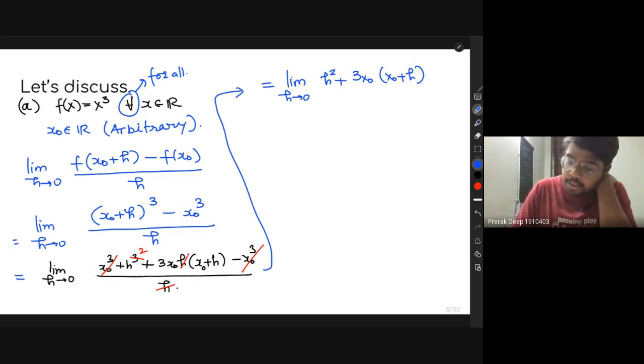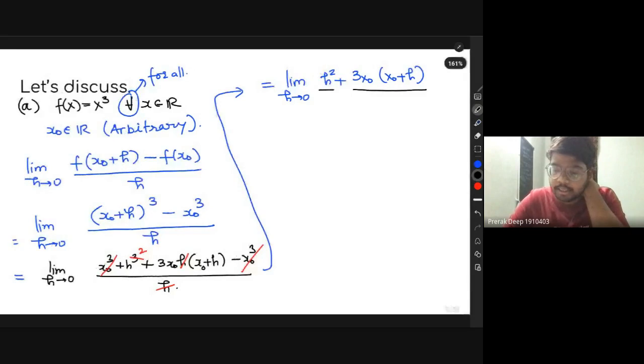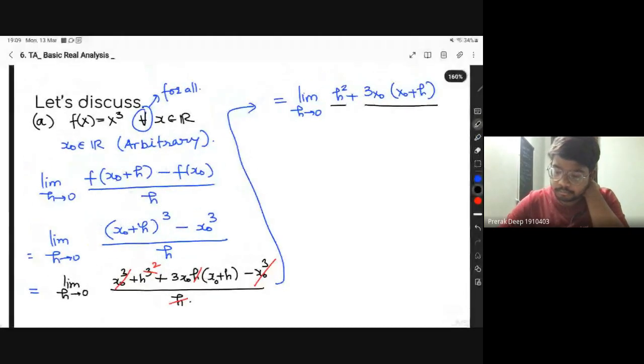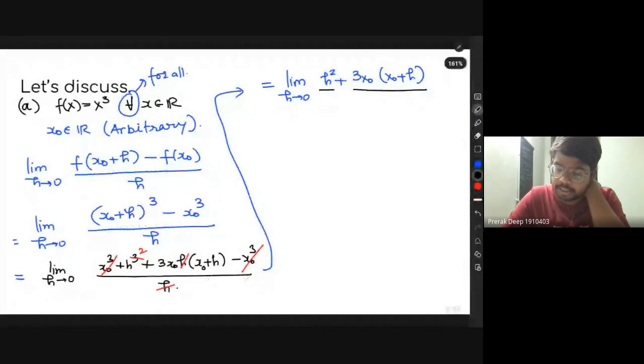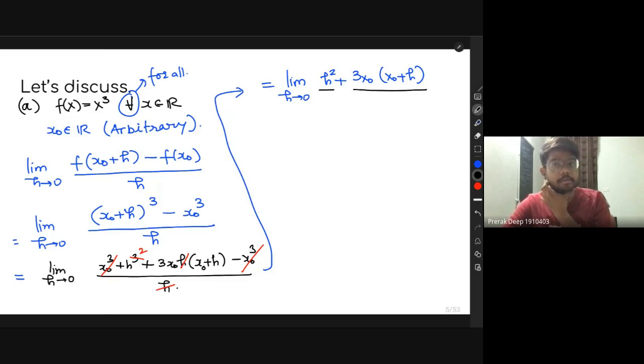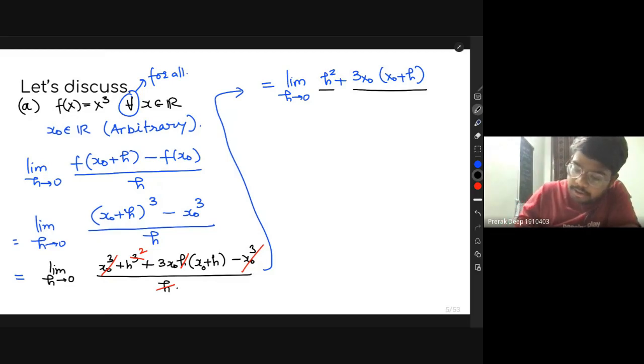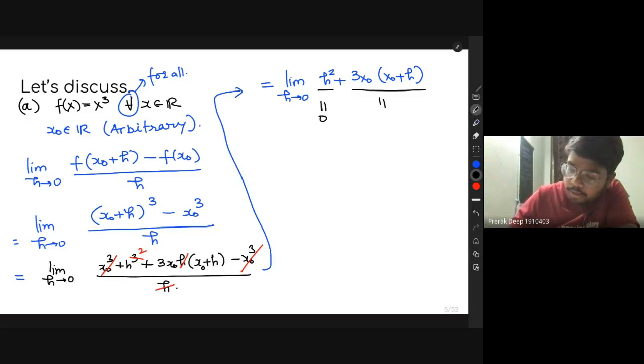Now, we know the limit of individual functions exists. Individual means this is the first part, this is the second part. Since the limit of each individual function exists, the limit of this function will be nothing but the sum of the limits of each function. The limit of the first function is 0. The limit of the second function is going to be 3x naught times x naught, which is 3x naught square.